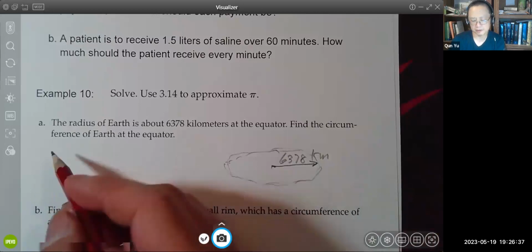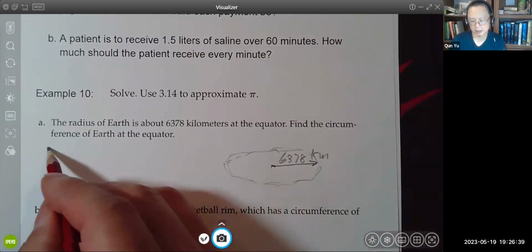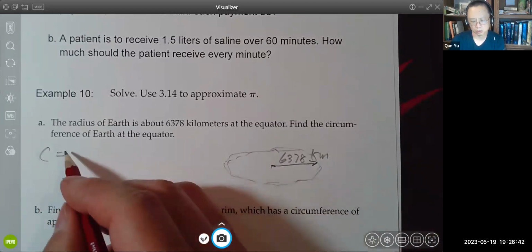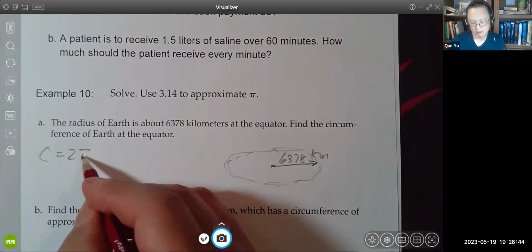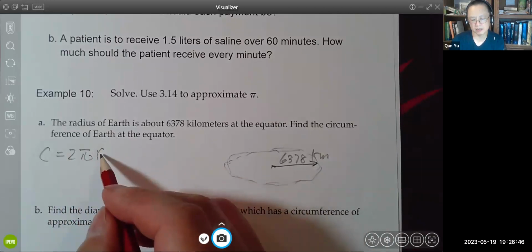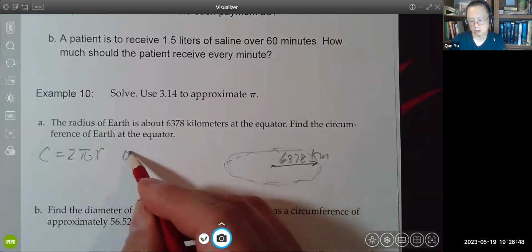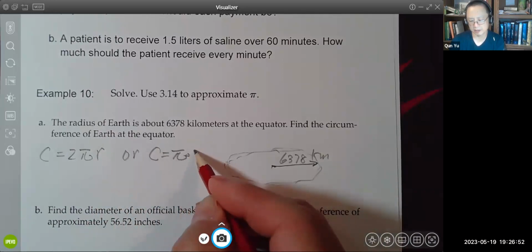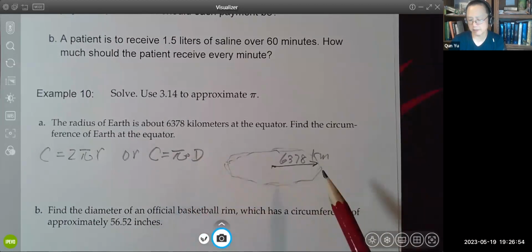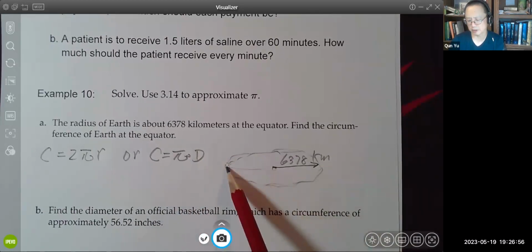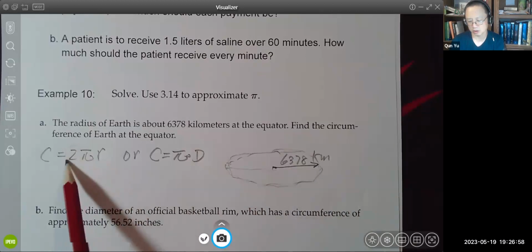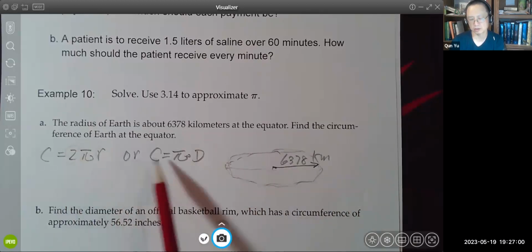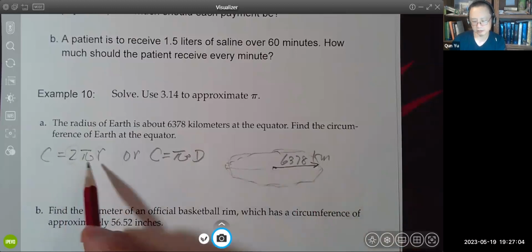The circumference of a circle is given by 2 pi r, if you're given the radius r, or the circumference equals pi times diameter. Either way is okay. Diameter means 2 radius. From here to here, diameter. So these two are basically the same formula. Since we are given the radius, we're going to use this formula.